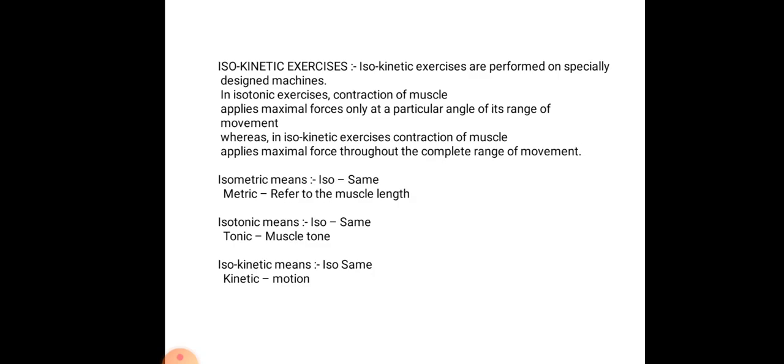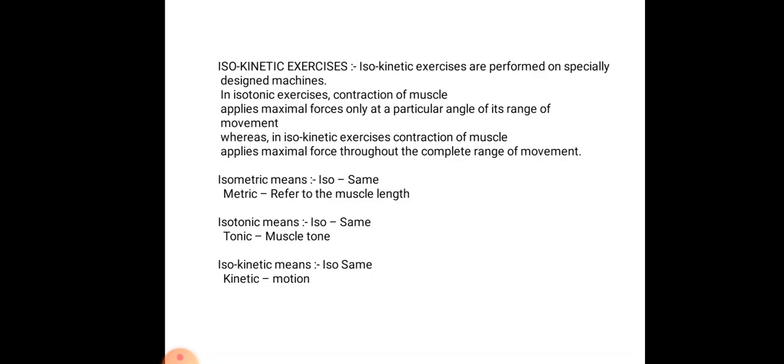Look at that. In isotonic exercise, the contraction of the muscle applies the maximum force only at a particular angle of its range of movement. And here in isokinetic exercise, muscles apply maximum force throughout the complete range of movement. So this is called isokinetic exercise.